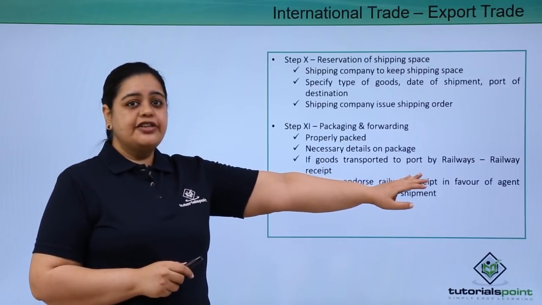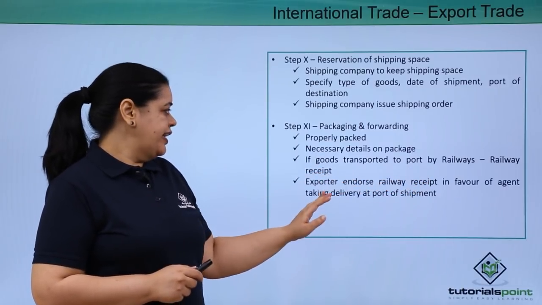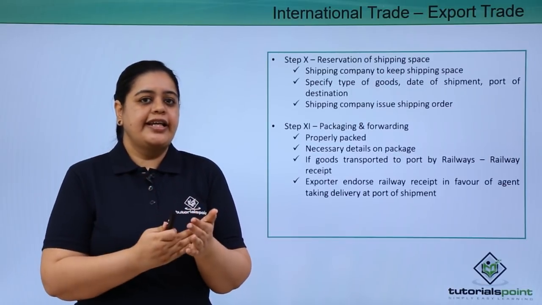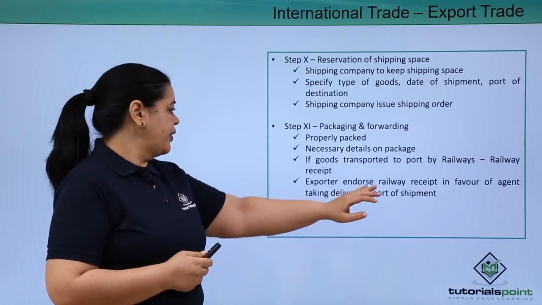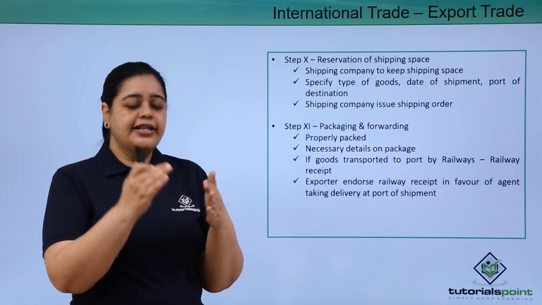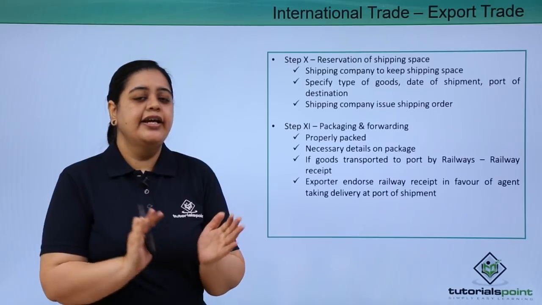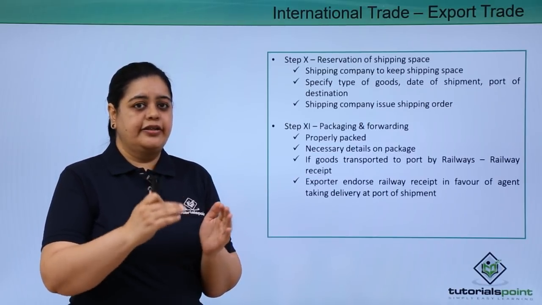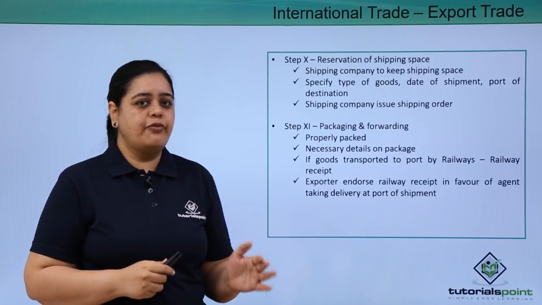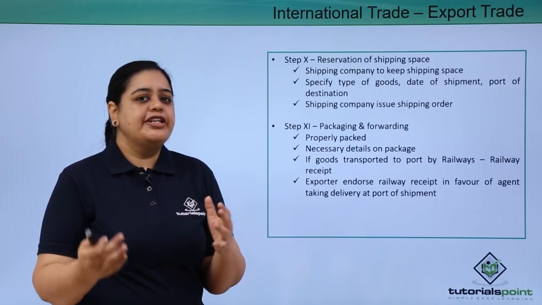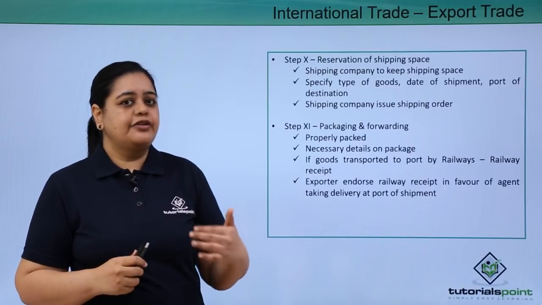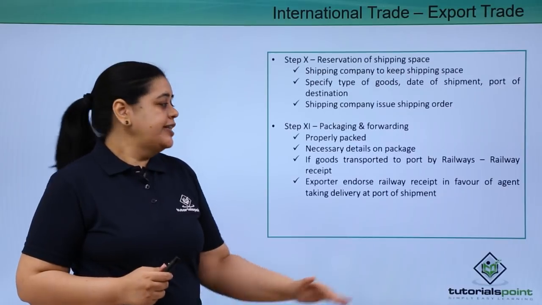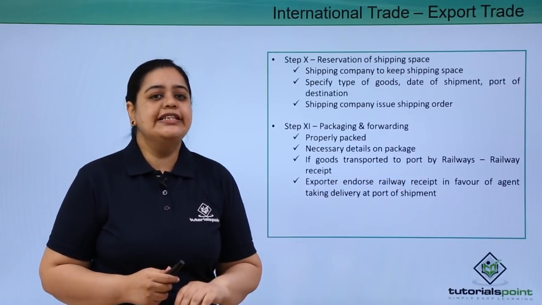Now if the goods are transported to the port by railways, then there would be a railway receipt which has to be kept in hand. Remember that you are manufacturing, let's say, in a small town. From there you have to reach the port which is in Bombay. So let's say you are manufacturing in Latur, and from Latur it has to reach the port in Bombay. So many a times exporters will use the facility of railways.